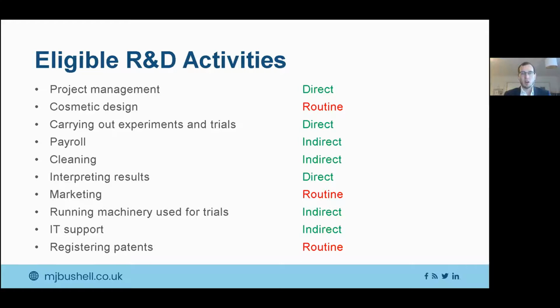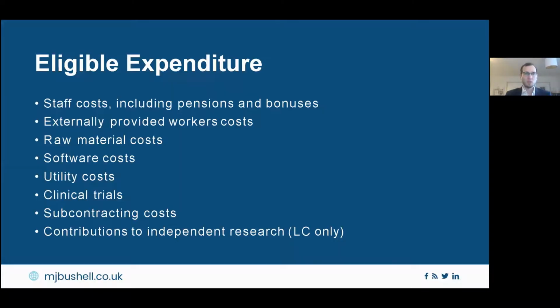But some things that are eligible: project management, carrying out experiments and trials, indirect activities like payroll and cleaning if they relate to R&D project specific work, interpreting results, running machinery used for trials, IT support. All of these will have elements of qualifying costs. So moving on to what costs will qualify in an R&D claim. We've got a number of costs here.